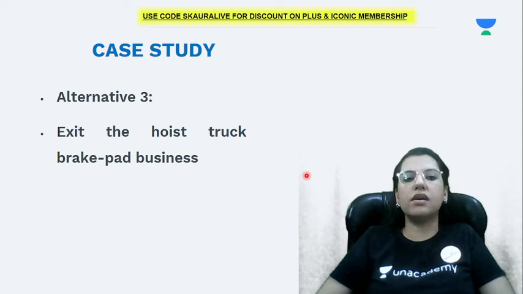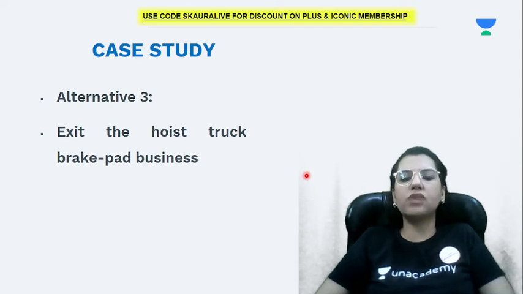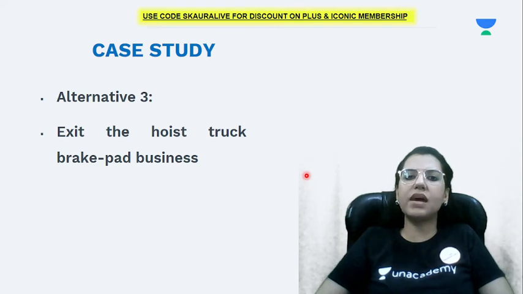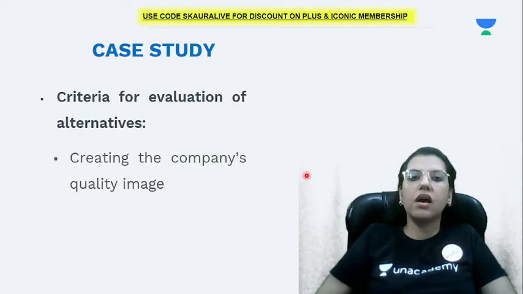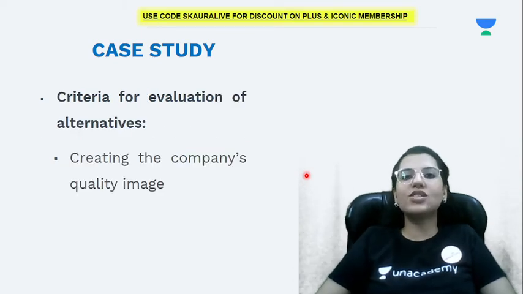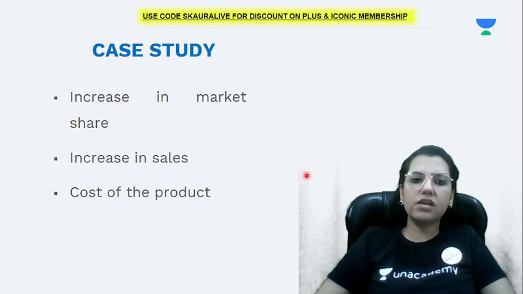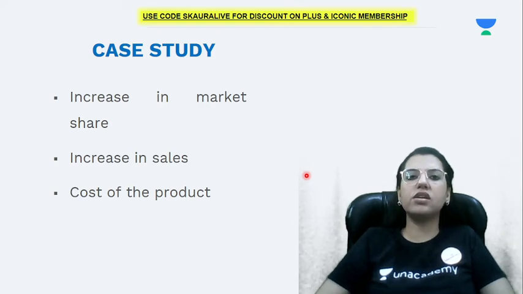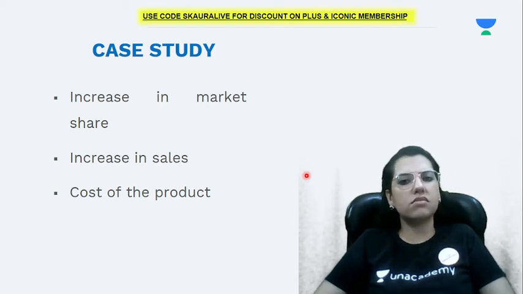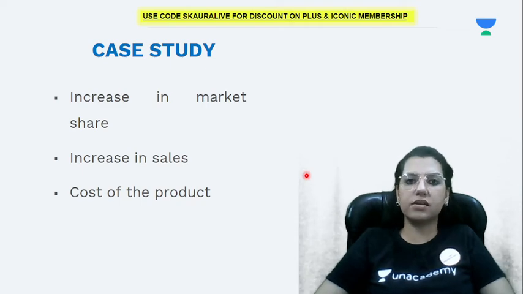Alternative 3. Please exit the hoist truck brake pad business. Leave that. If you are having losses, if you are losing the market share, leave that. Now, evaluate these alternatives. Creating the company's quality image. You have to increase your market share, increase sales, and manage the cost of the product.